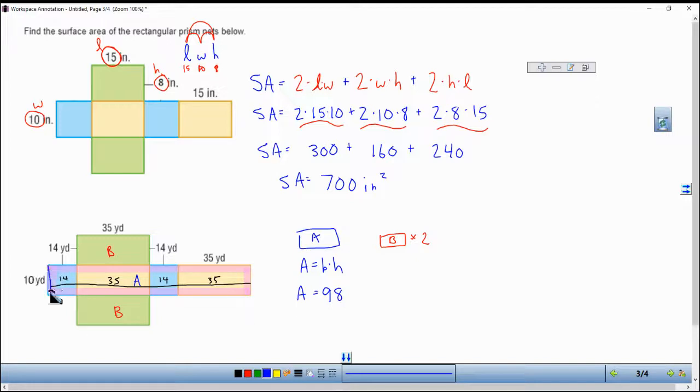And the height, which is right here, the height is just 10. So that's not too bad because we're multiplying by 10. 98 times 10 is 980 yards squared.